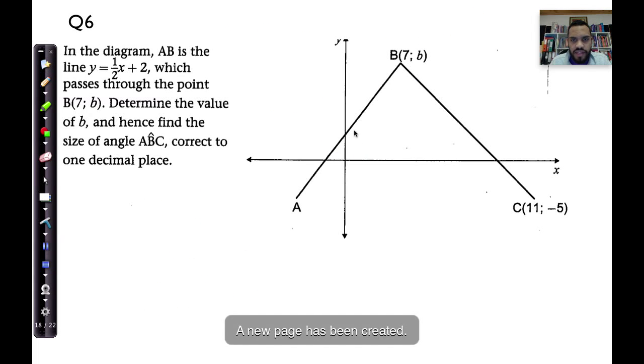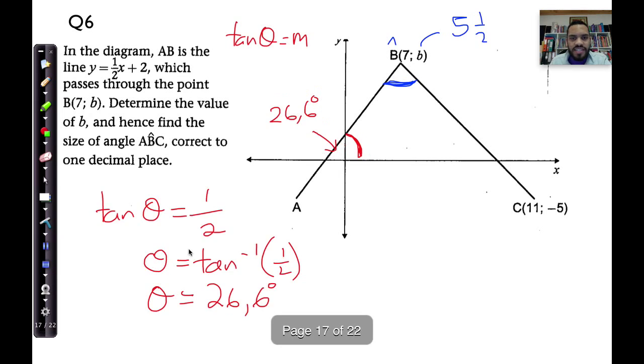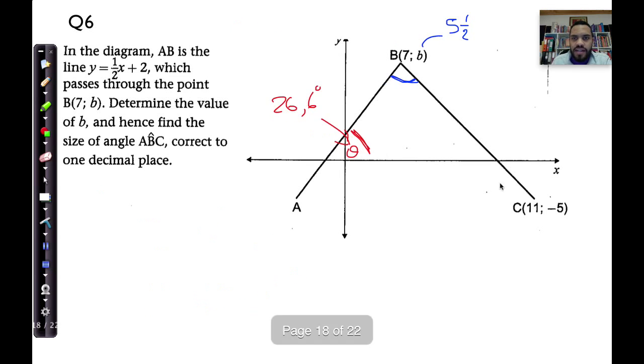Let's actually just put that up on the screen here. So b is 5.5. We've just calculated this as 26.6, as you can see we've done over there. Tan theta is equal to the gradient of this line, and then we took the inverse of tan to find that that angle is 26.6. So now what we can do is find this angle, and you can see more or less where I'm going with this. Okay, let's find that angle.